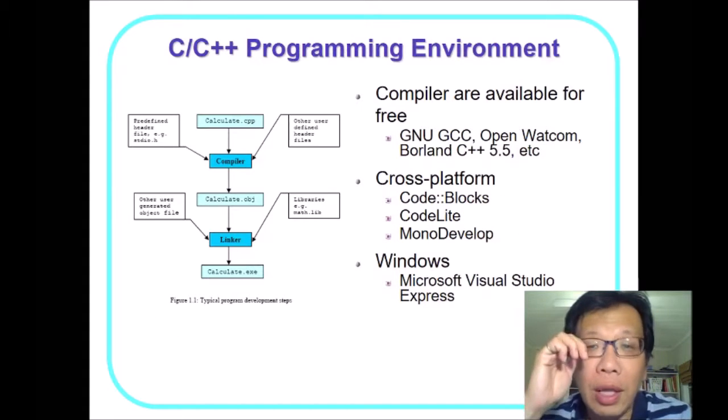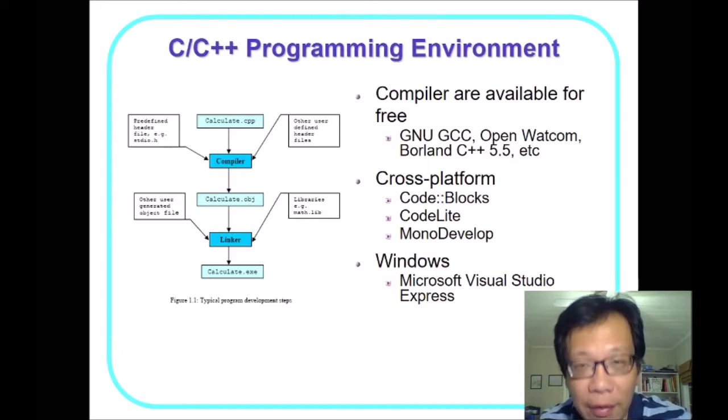So what environment are we going to have? If we want to find a compiler for the C language, there are a few open freeware options you can use. One is the most famous one, GNU GCC, and you can also use OpenWatcom and Borland. They changed the company's name, but Borland C++ 5.5 is still free. Those are the compilers.